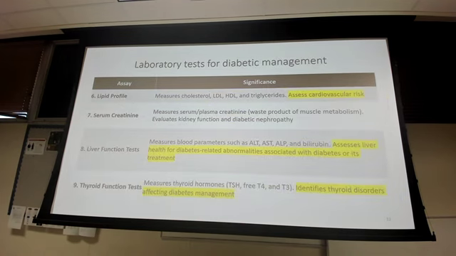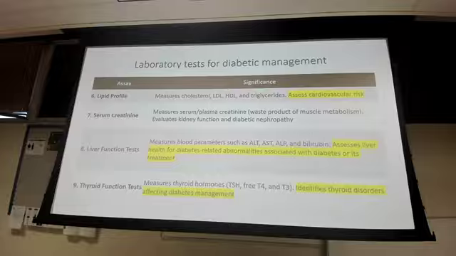All right, so here are some other panels that you will use for any of your patients that have diabetes. So you have your lipid panels. All right, so you would measure the cholesterol, LDL, HDL, and triglycerides. So do you all remember what LDL is? All right, HDL, okay, and triglycerides? Sure. Good enough. Serum creatinine measures the serum and plasma creatinine, weights of muscles and metabolism.